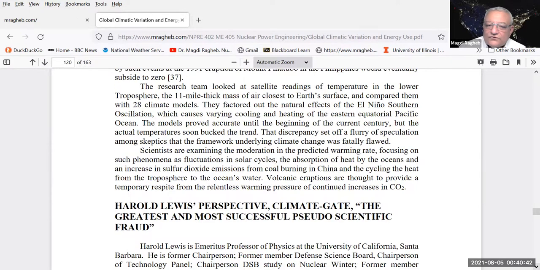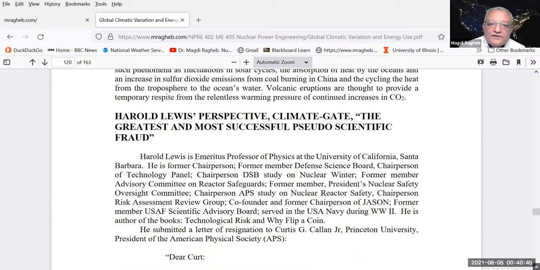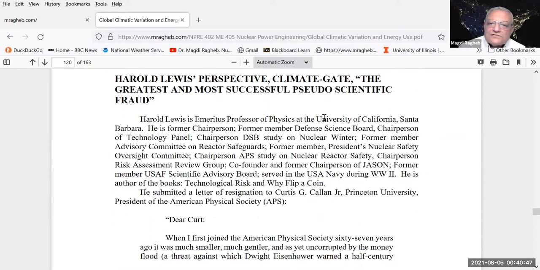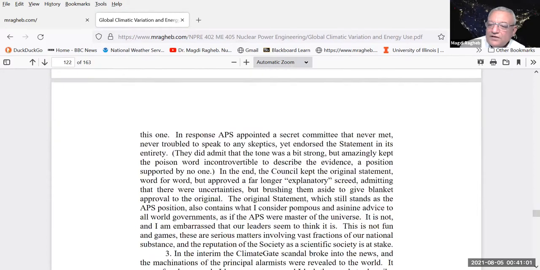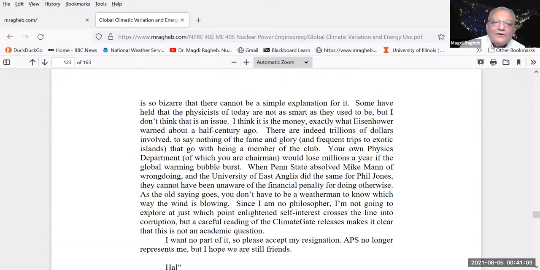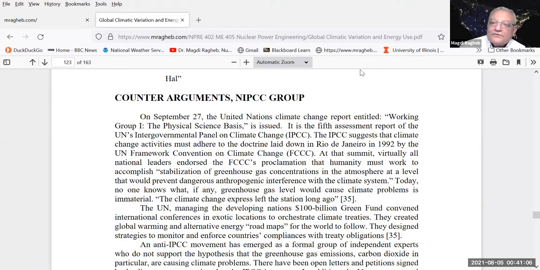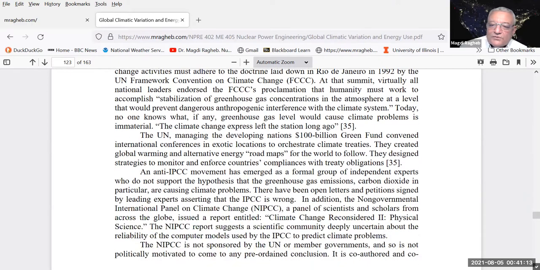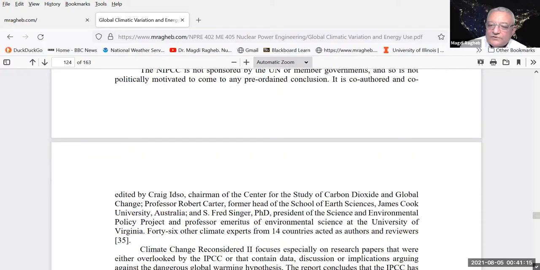Mr. Harold Lewis is a scientist that also suggests that all the effects on the temperature increase by CO2 is humbug, and he calls it pseudoscientific fraud. So we may like to read also about the opposing point of view, and then make up your own mind about what it is, since you are all the new generation of knowledgeable people, scientists and engineers in general. There are arguments and counter arguments. I try to expose them here.